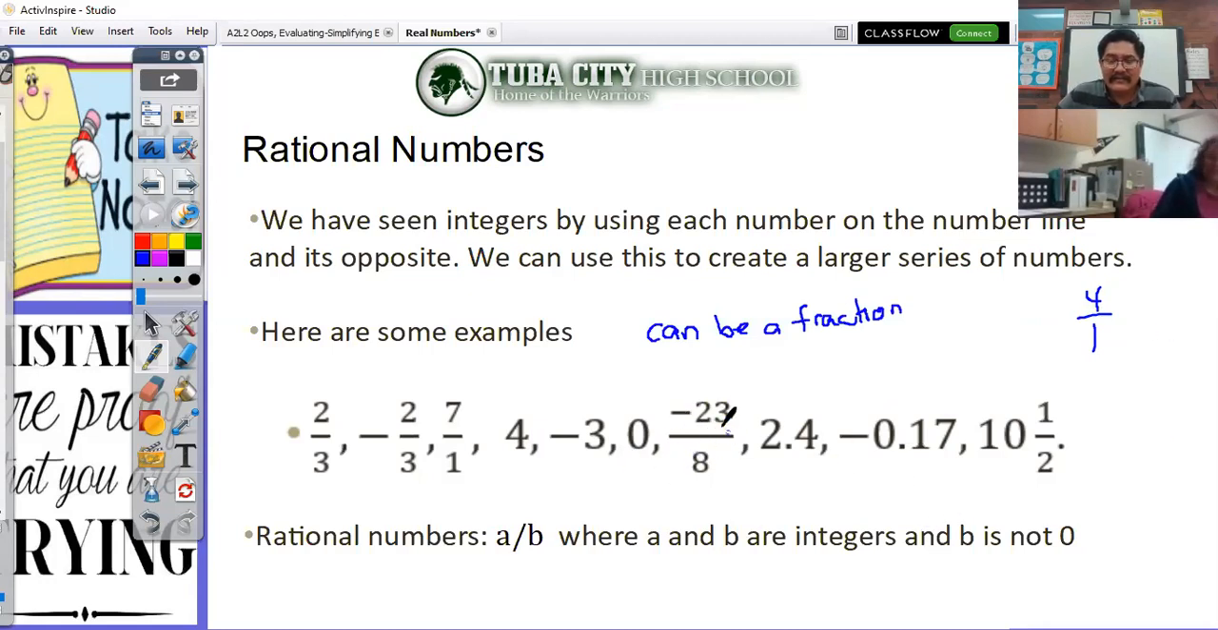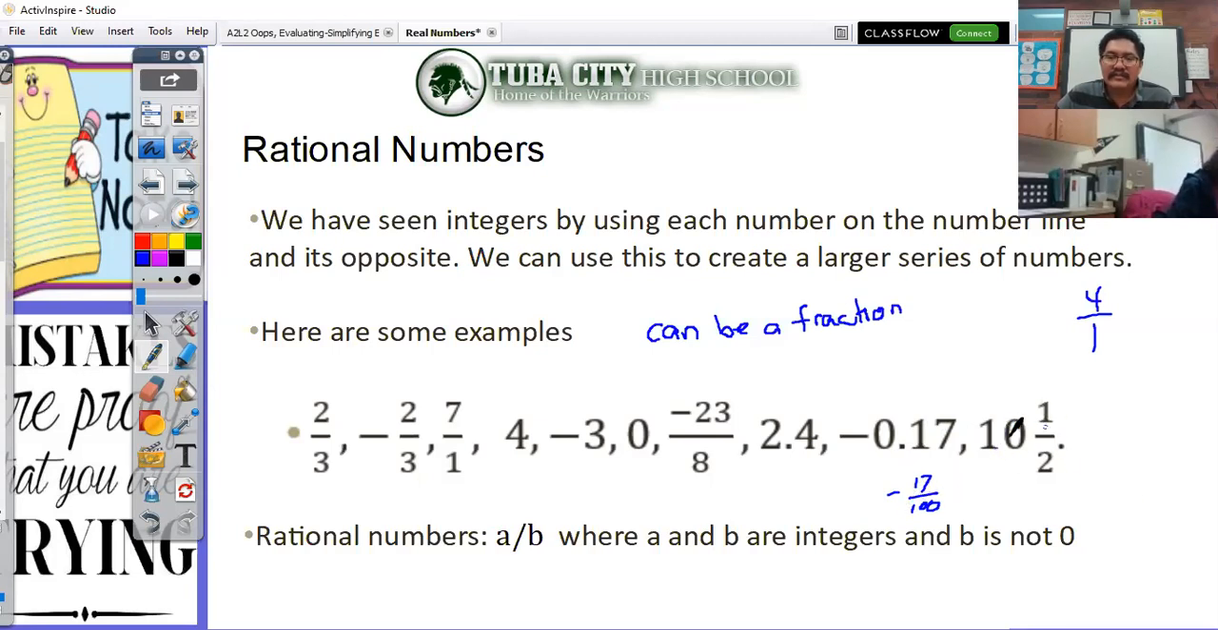-23/8 is also a fraction, although this is an improper fraction where we have a top number that is bigger than the bottom number. Or you could also, again, have numbers between numbers. So 2.4 on the number line is between 2 and 3. This can also be written as a fraction. For -0.17, if I wanted to write that as a fraction, I could put -17/100, because in both cases you would say -17 hundredths.